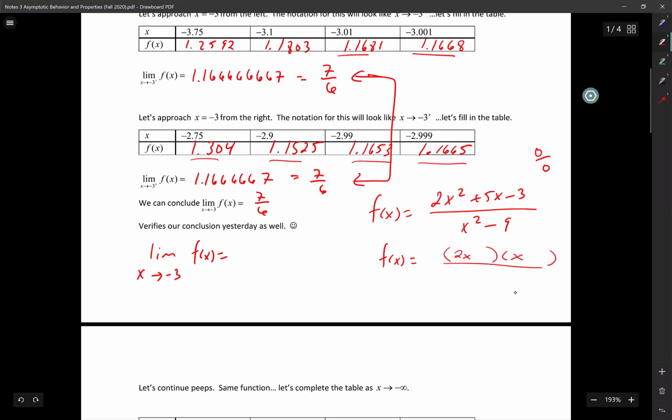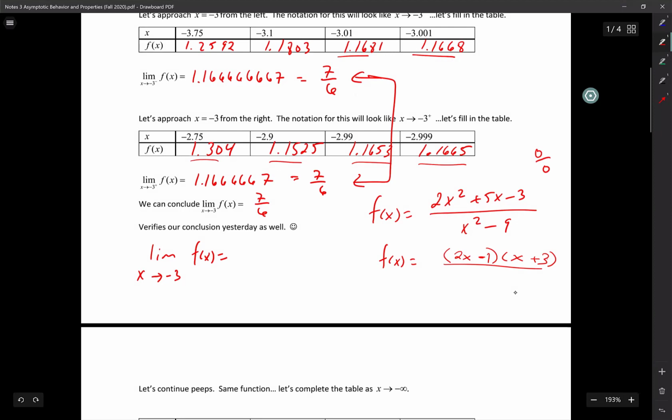And the only way to get a 3 is 1 times 3. But I needed to add up to a 5x. So the 3 goes here and the 1 goes there. 2x times 3 is 6x, so that has to be the positive one. And then 1 times x is 1x, so that has to be the negative one.